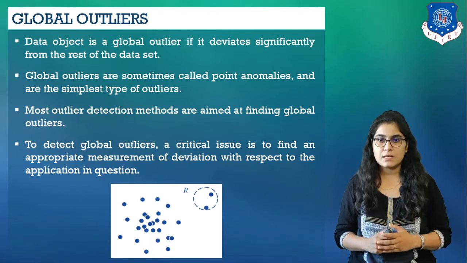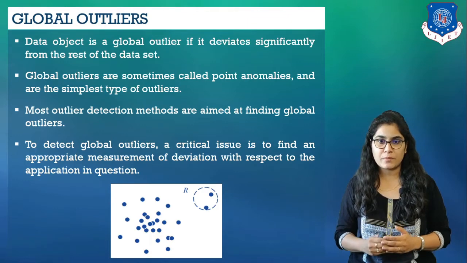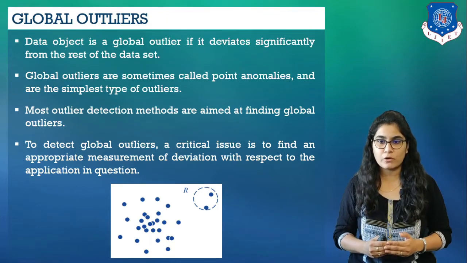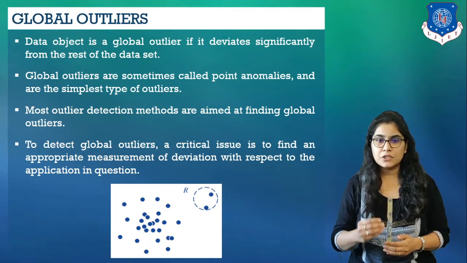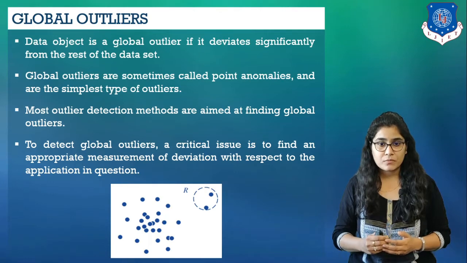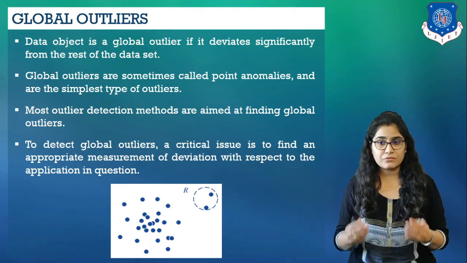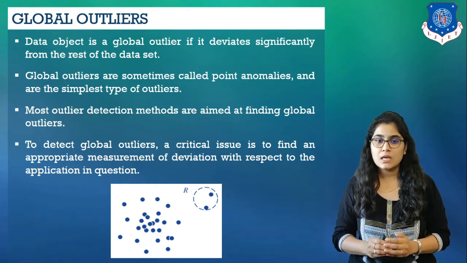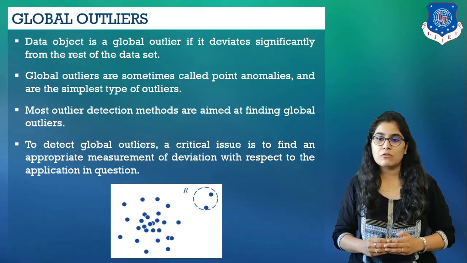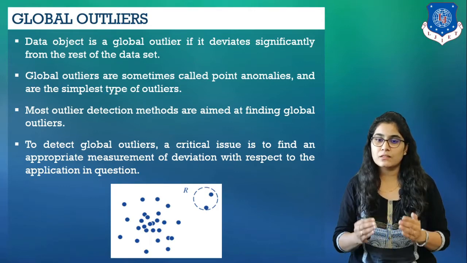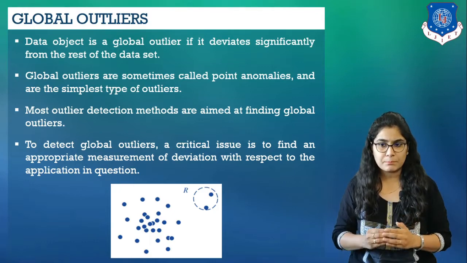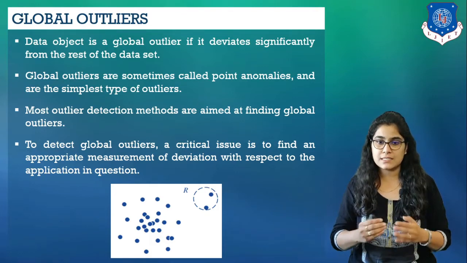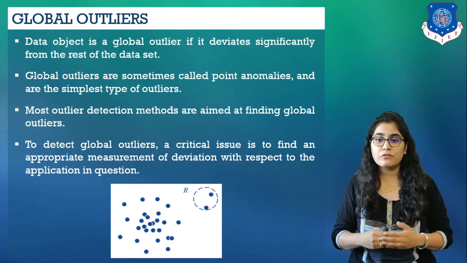To detect global outliers, a critical issue is to find an appropriate measurement of deviation with respect to the application in question. Global outlier detection is important in many applications. Consider intrusion detection in computer networks, for example. If the communication behavior of a computer is very different from the normal patterns, that is, a large number of packages is broadcast in a short time, this behavior may be considered as a global outlier and the corresponding computer is a suspected victim of hacking. As another example, in trading transaction auditing systems, transactions that do not follow the regulations are considered as global outliers and should be held for further examination.